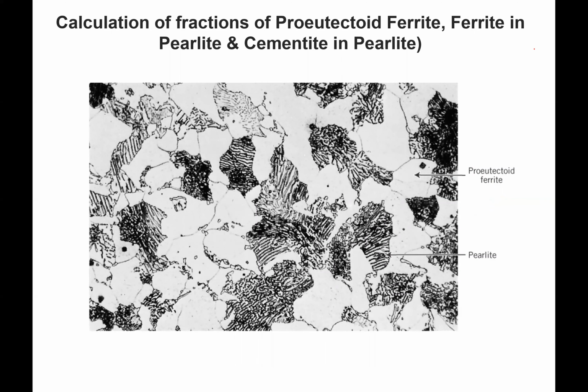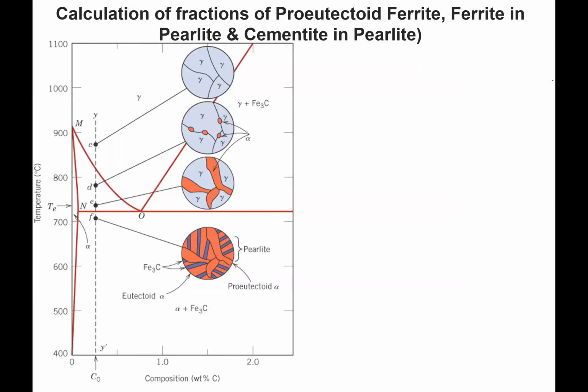So let's go ahead and calculate these fractional amounts of the microconstituents for, in this case, a hypo-eutectoid steel. There's a pro-eutectoid ferrite that's formed, and that's always the case when you have a hypo-eutectoid steel. And this means, again, less than 0.76 weight percent. All right, so let's go ahead and do this.